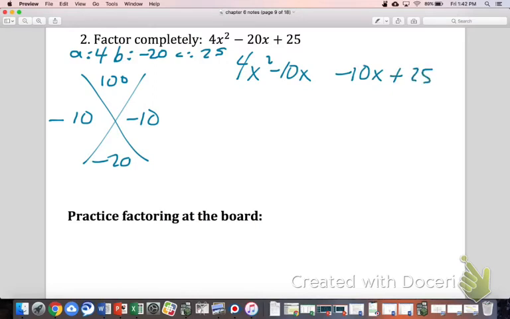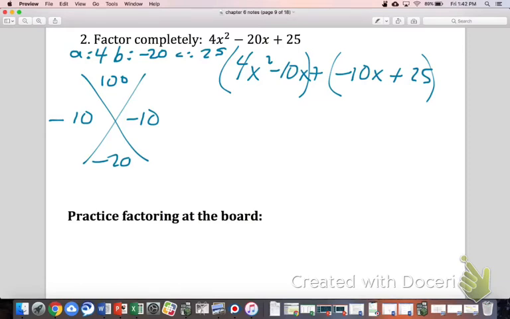So at this point, I really haven't changed anything. All I've done is I've said negative 20x is really negative 10x plus negative 10x. Now what I need to do is group it. So I'm going to group the first two, and I'm going to group the second two. And what symbol always goes in between? Plus. Plus sign. Good. Okay, now I'm going to factor the GCF out of the first grouping.